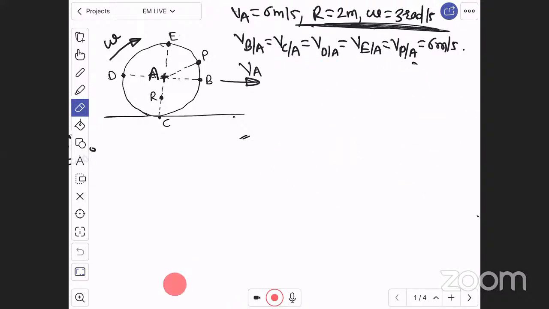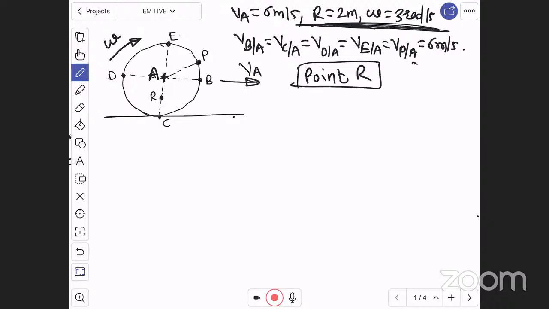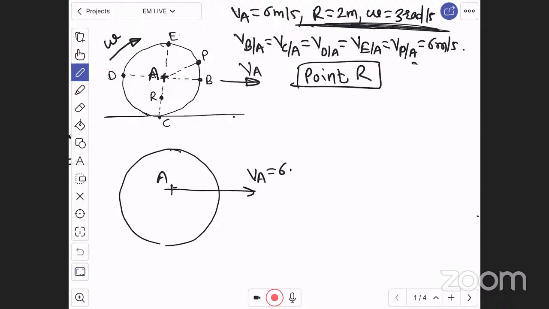Here I am going to find for point R. Now, point R. My dear students, point R, see, this is a wheel. Here you can see this is a wheel. Right. A point is the center, which is moving with velocity of A, about 6 meter per second towards right. And point R is somewhere here. Point R is in between the wheel.